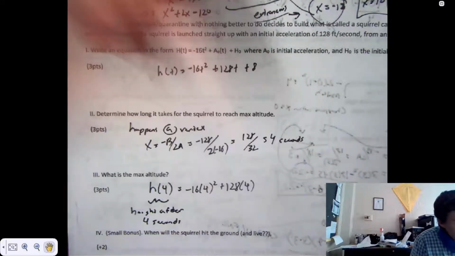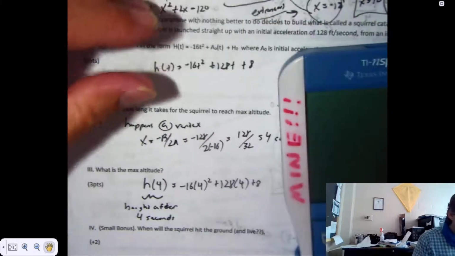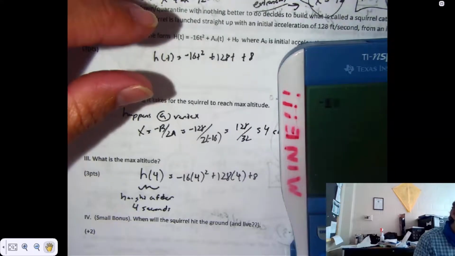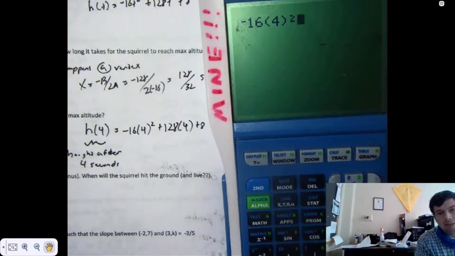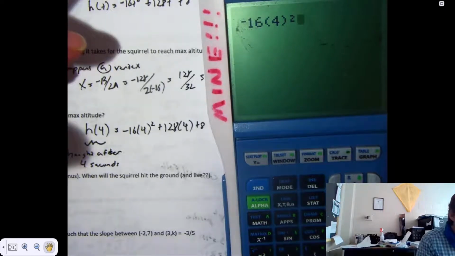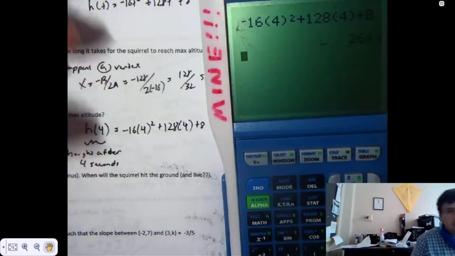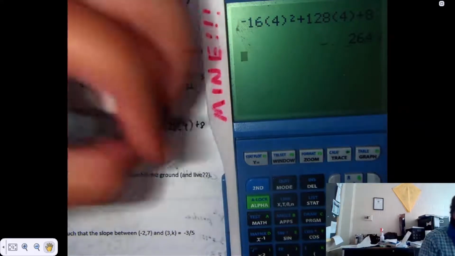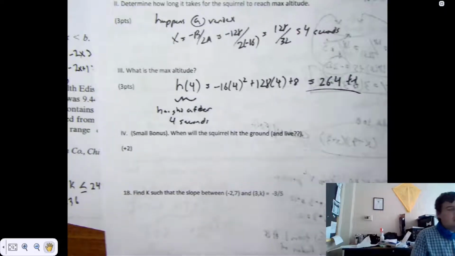Now I'm showing you what I'm actually doing here. I'm not going to sit here and waste my time. I'm going to take a negative 16, wrap a 4, square the 4. I know you can't see my keypad, but you've been using these things since you were freshmen. 264 feet in the air. The squirrel got pretty high in the air.